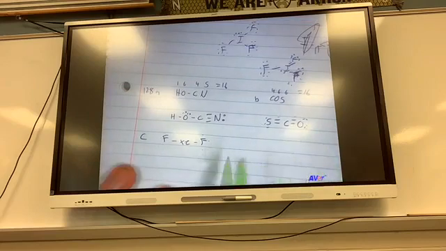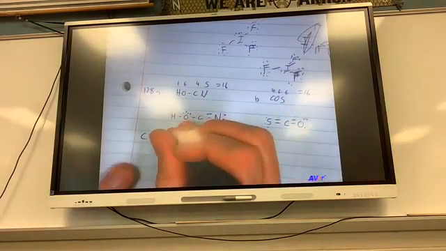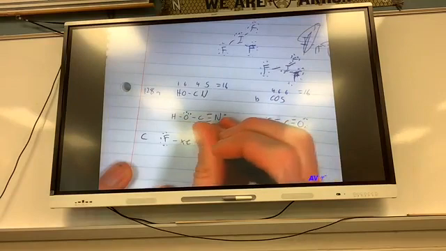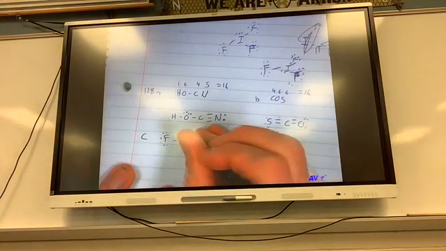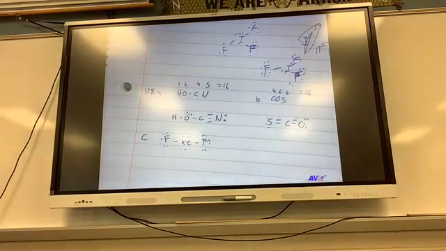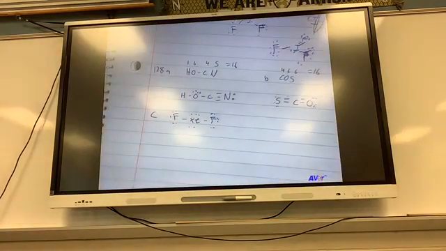So let's see. What if I did this? 2, 4, 6, 8, 10, 12, 14, 16, 18, 20, 22. So that one actually does work with all lone pairs, because xenon can have an expanded octet.